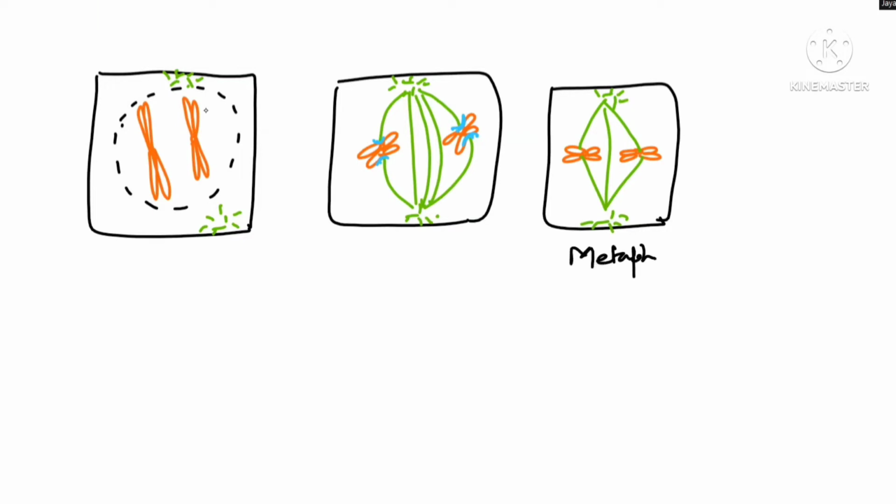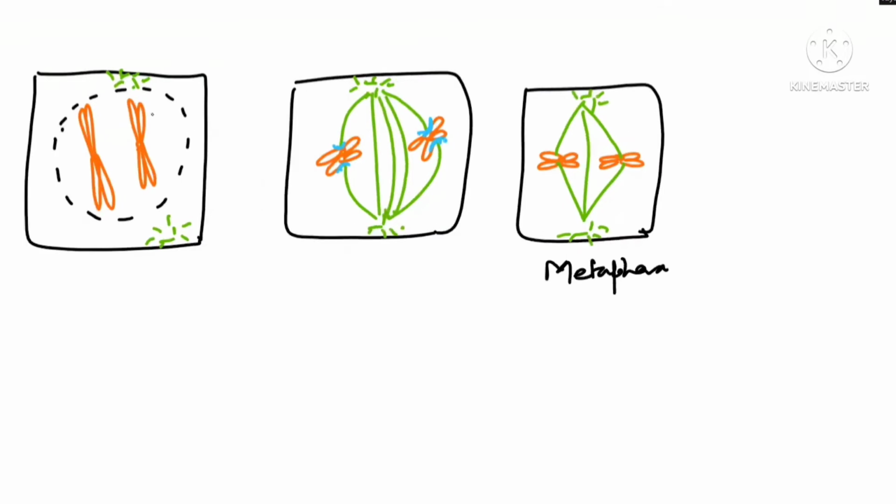Now after metaphase, what will happen, beta? First of all, in metaphase, if you see, maximum condensation of the chromosome is achieved. So it is the best phase to study the chromosome morphology. If you want to study the shape, size, everything, you can study best in the metaphase.